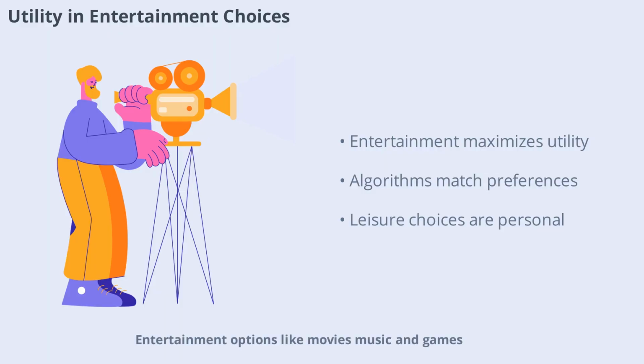Entertainment options like movies, music, and games are chosen based on the utility they provide. Streaming platforms use algorithms to recommend content that matches user preferences, aiming to maximize satisfaction and engagement. This illustrates how utility and preferences shape our leisure activities.